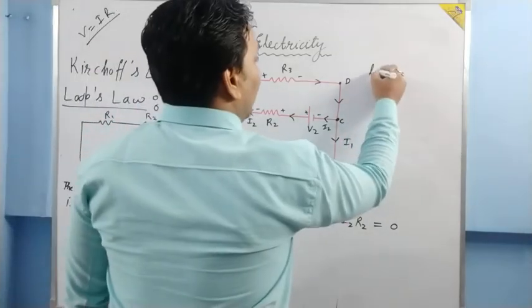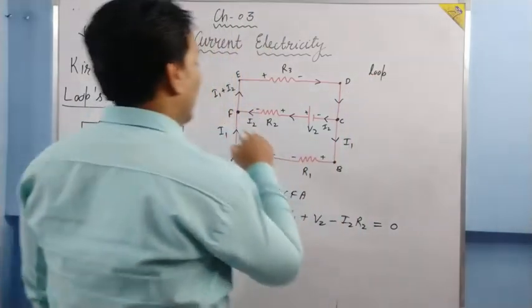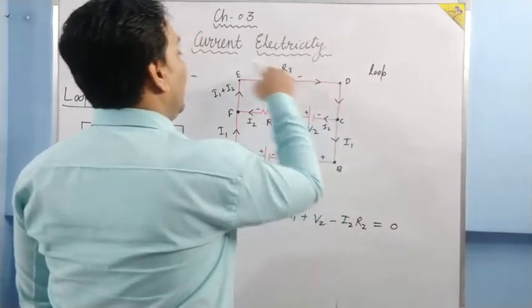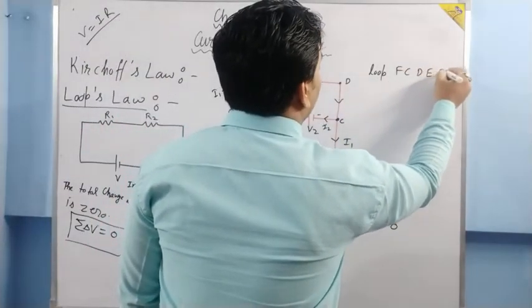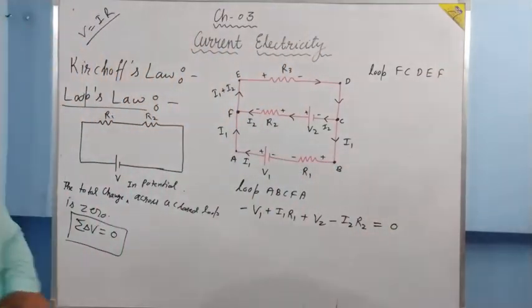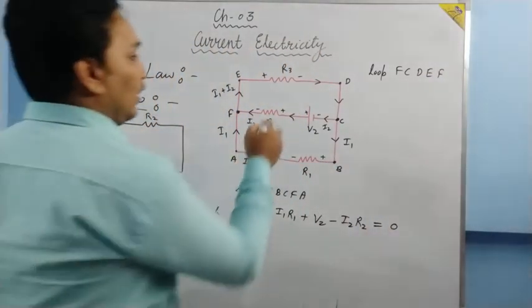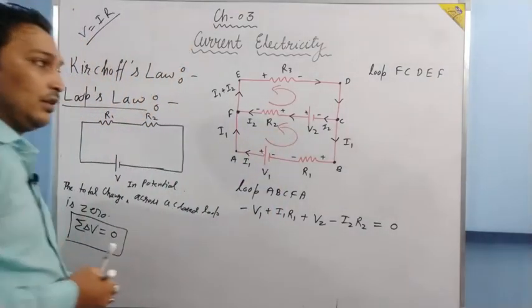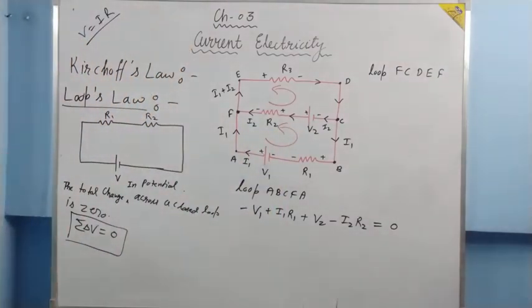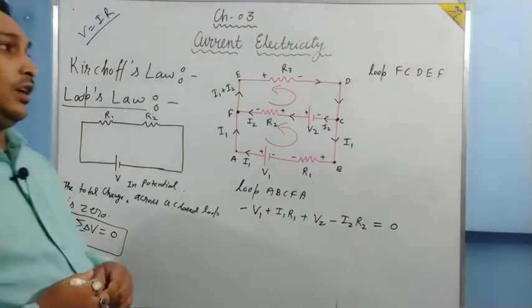One more loop can be there. Loop F, C, D, E, F. Symbolically, to make your understanding better, you can make a sign like this. Okay, we are moving like this, so we can make a sign like this. Now loop F, C, D, E, F.